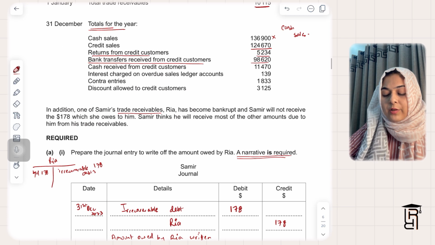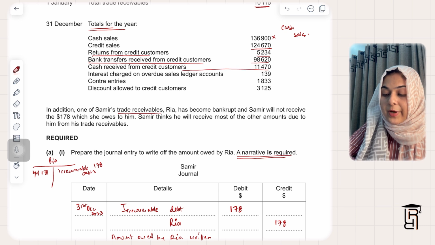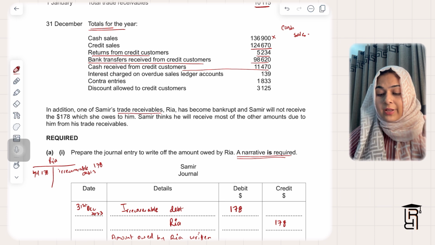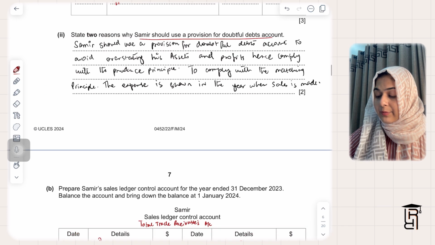Then we have something here which is cash received from credit customers. So when we are receiving cash from our credit customers, which means trade receivables are also paying us in cash, cash account will be debited, trade receivable account will be credited.